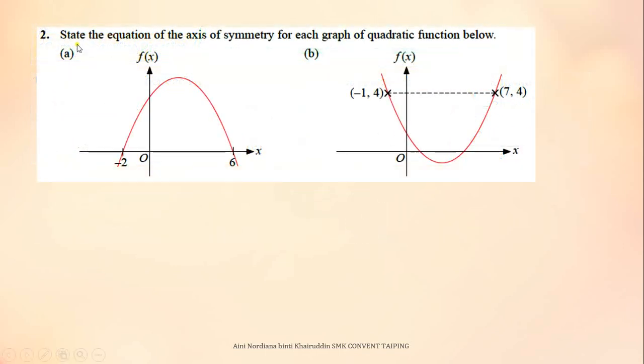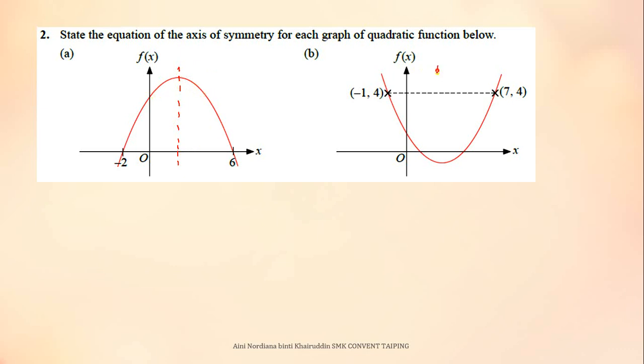Next, state the equation of axis of symmetry for each of the quadratic function below. So the axis of symmetry is actually in the middle of the graph, or a straight line that divides the graph into two equal parts.